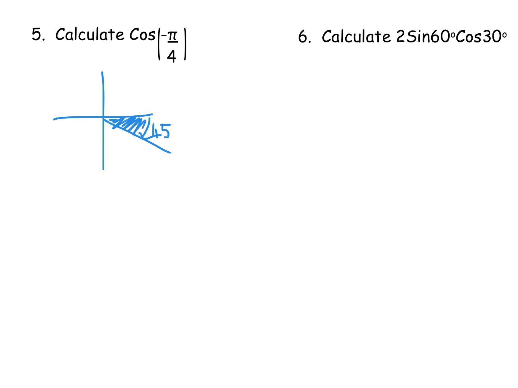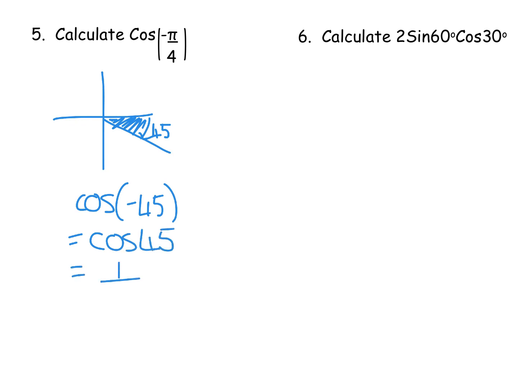Okay, so is cos positive or negative in there? It is positive because that's the cos box. So cos of negative 45 is the same as cos of positive 45. And it's a positive answer, and it's 1 over root 2. And I know that because I just did cos of 45 in the last one.